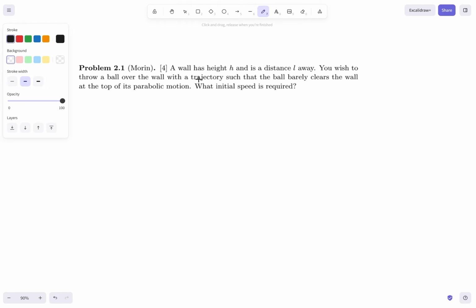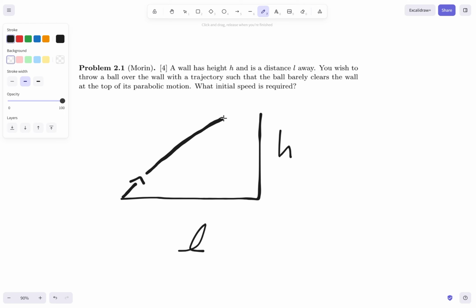Whatever. A wall has a height h and is a distance L away. So here's h, here's L. You wish to throw a ball over the wall with a trajectory such that the ball clears the wall at the top of the parabolic motion. What is the initial speed required? Okay.